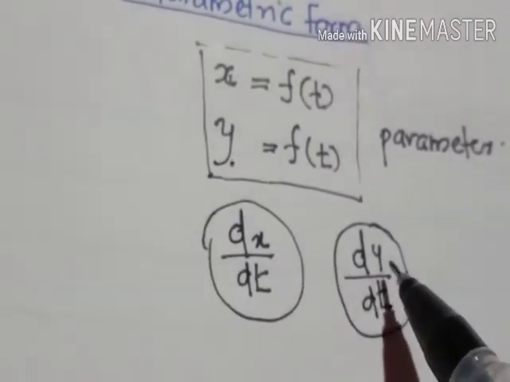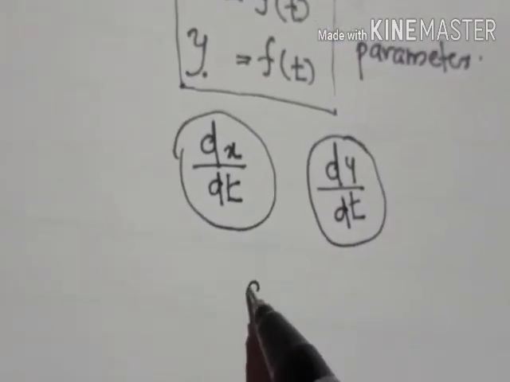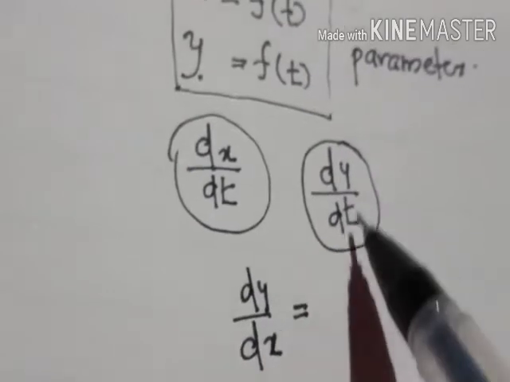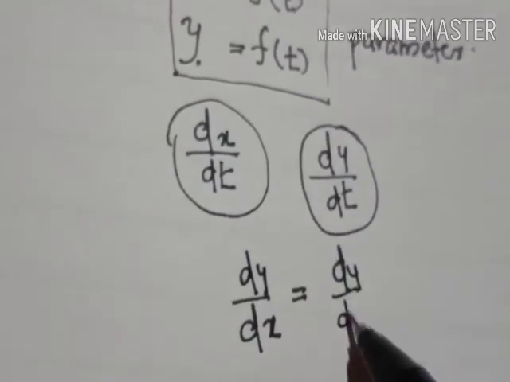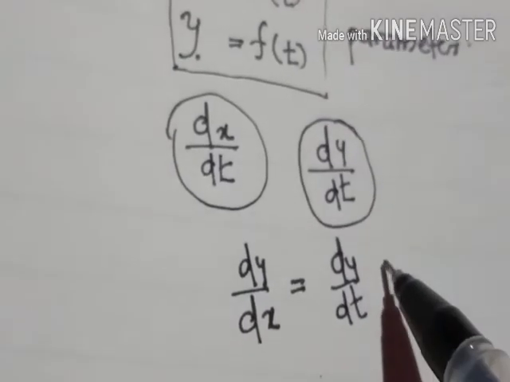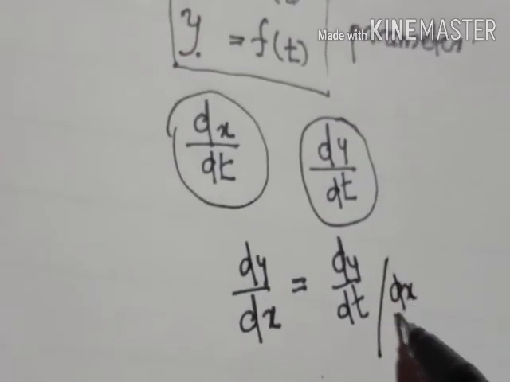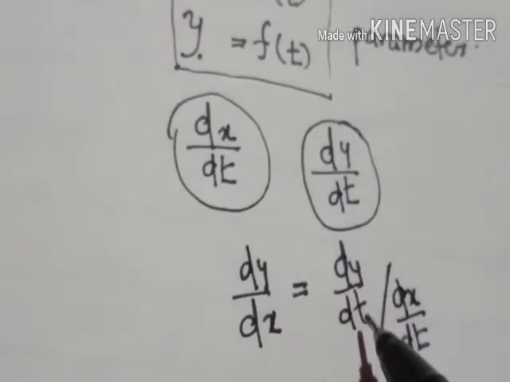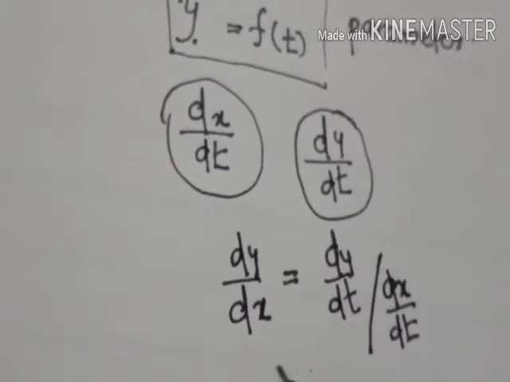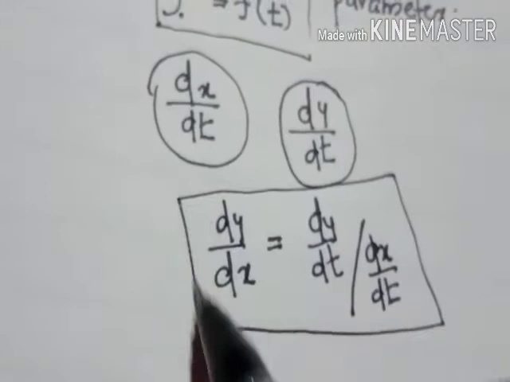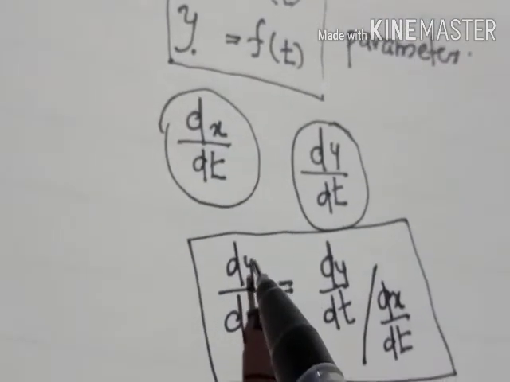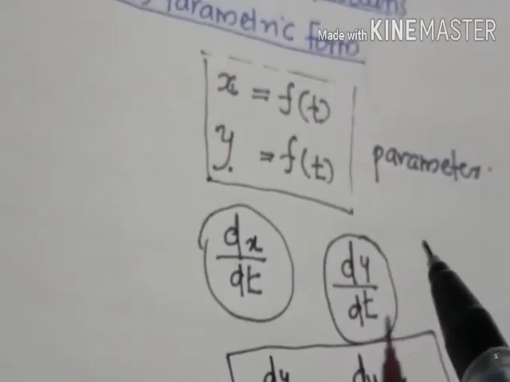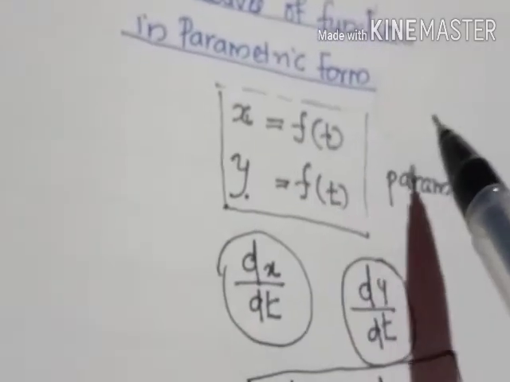So, after differentiating x and y, we have to find dy by dx using the formula. Listen: to obtain dy by dx, we have to divide dy by dt by dx by dt. So using this formula, we can find the derivative of the function y with respect to x. Okay, so let's see some problems on how to find the derivatives of functions in parametric form.